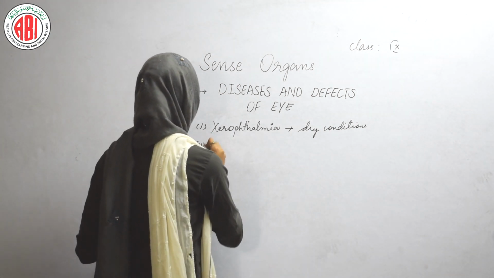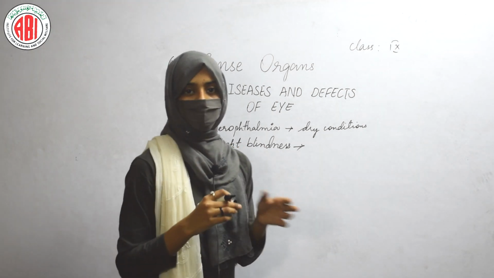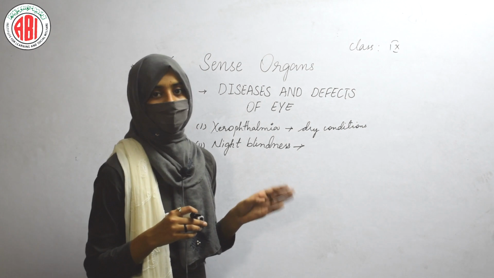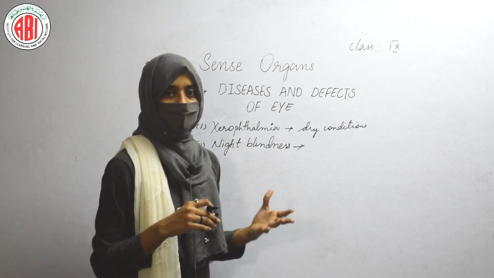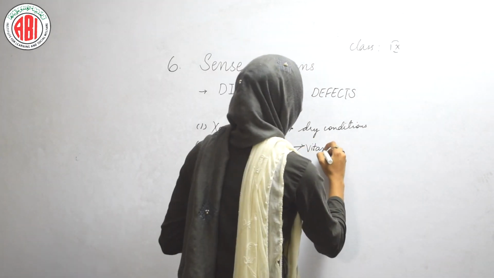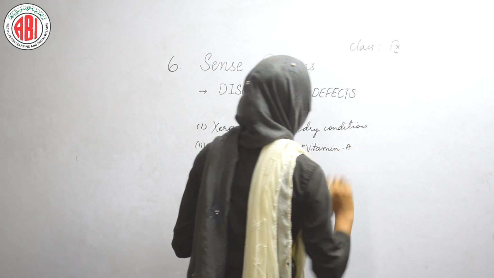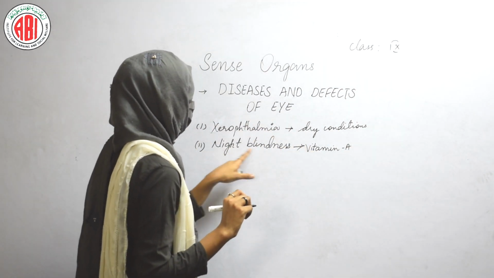The next one is night blindness. As the name itself suggests, the person cannot see objects clearly in dim light or during the night time. They cannot see objects at night because of the deficiency of vitamin A. When the person's body shows a deficiency of vitamin A, they suffer from the disease called night blindness.